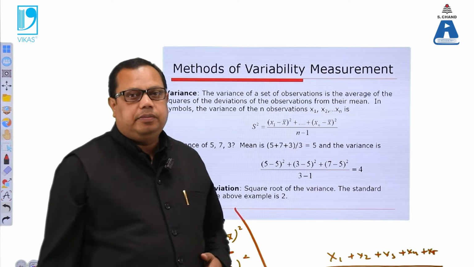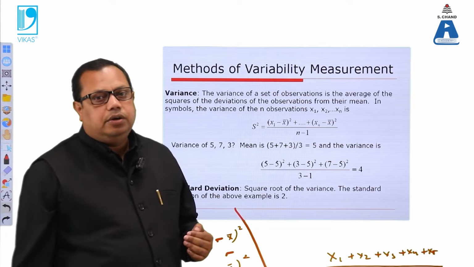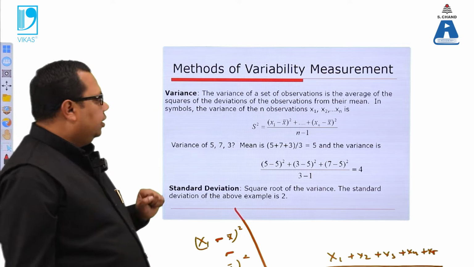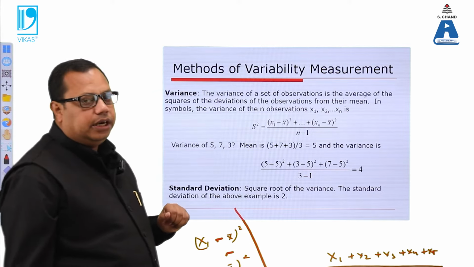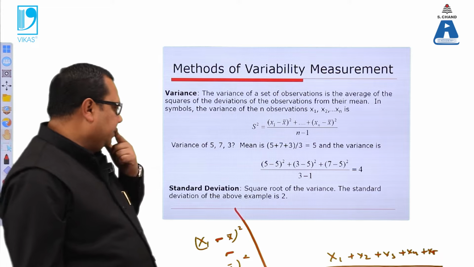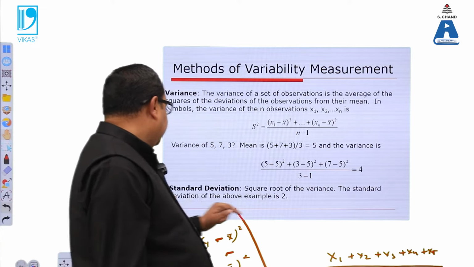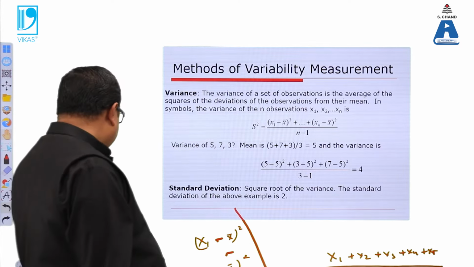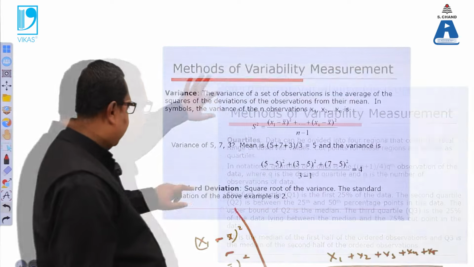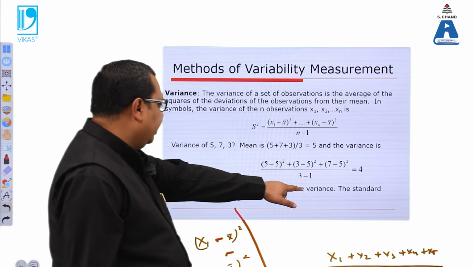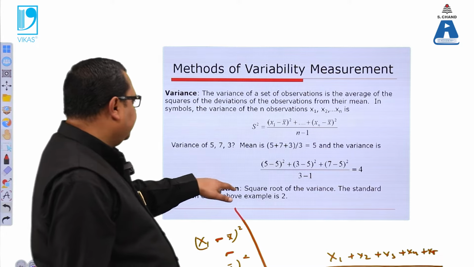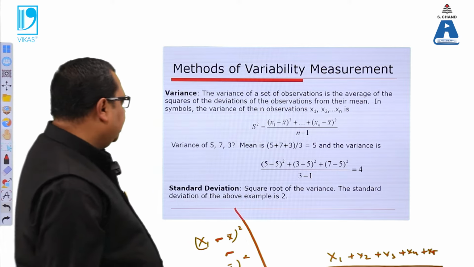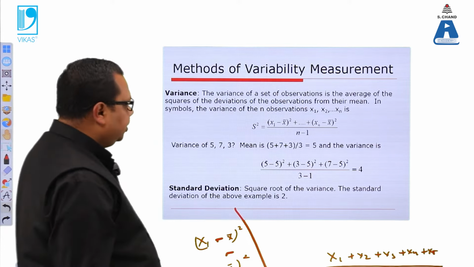So before the break we have learned how we calculated the mean and how we calculated the variance. Now we will study how to calculate the standard deviation. The standard deviation is the square root of the variance. So whatever we get as a variance, when you calculate the square root of that, it becomes the standard deviation.